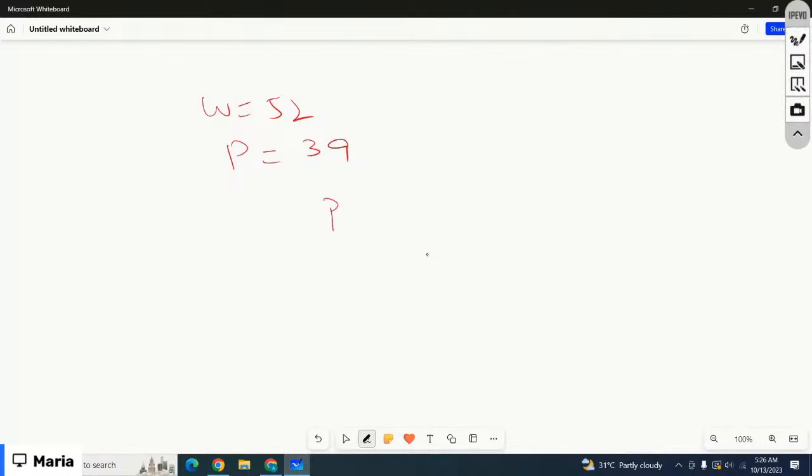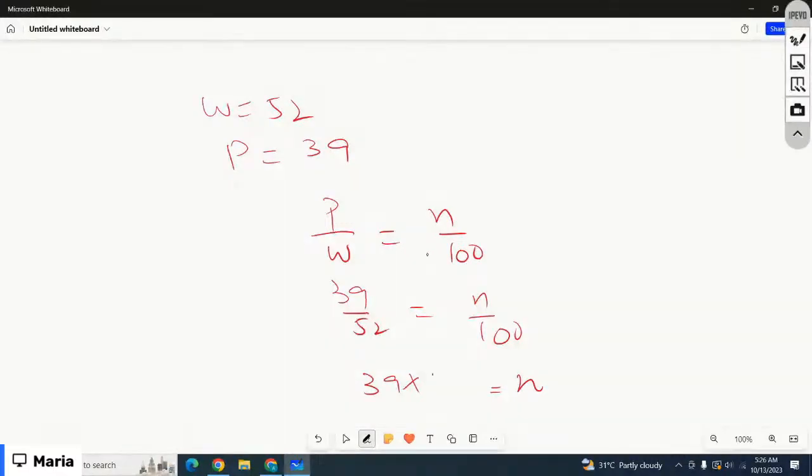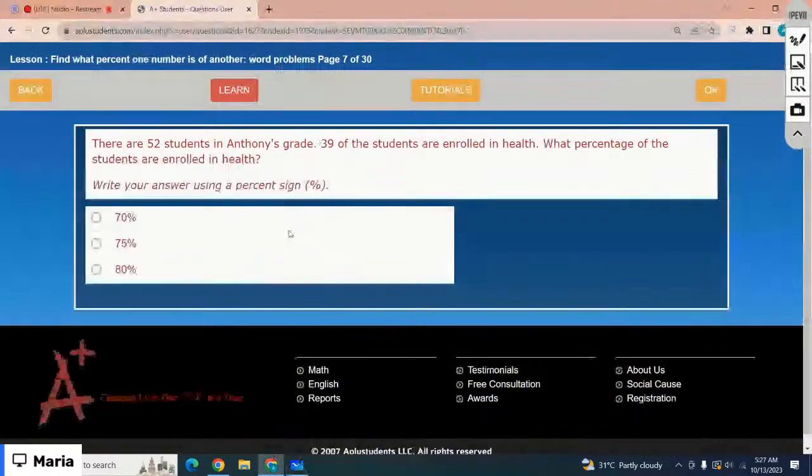Just form a proportion. That would be part over whole equals n over 100. Part is 39. 39 over 52 equals n over 100. So just do cross multiplication. N equals 39 times 100 over 52, right? Let me just do the calculations. 3900 divided by 52. That is 75%. That means 75% of the students are enrolled in health. The correct option is 75%. Got it?